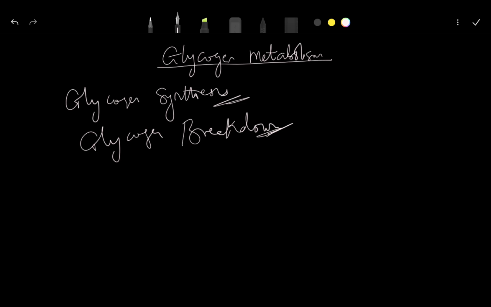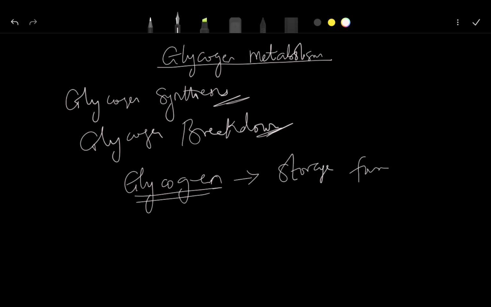breakdown aspect of it. But before we go into that, we need to ask ourselves this question: what is glycogen? Please don't mind the noise. What is glycogen? Now, glycogen, simply put, is the storage form of carbohydrate in animals. Storage form of carb in animals.